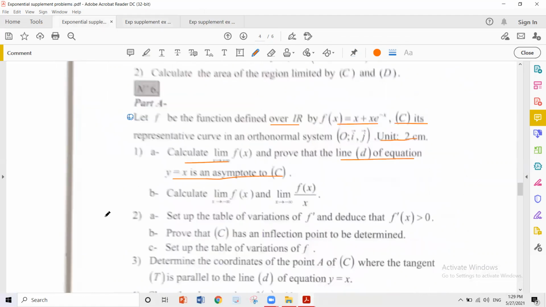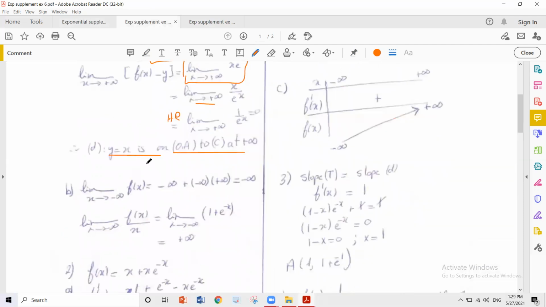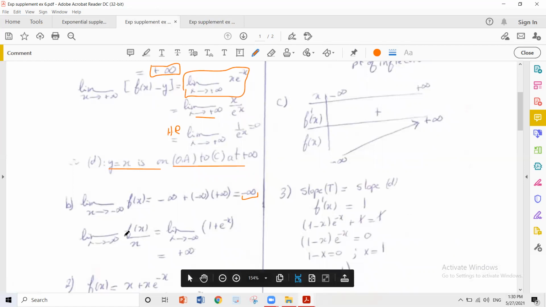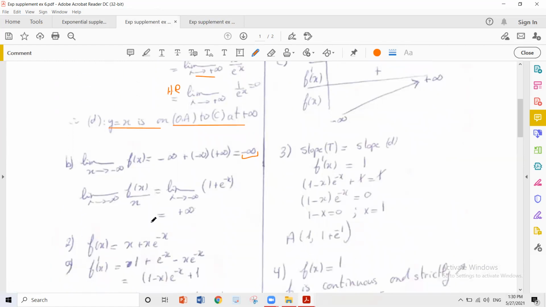Now part B: calculate the limit as x tends to minus infinity of f(x) and the limit of f(x) over x. As x tends to minus infinity, we replace each x by minus infinity. We see minus infinity times e to the plus infinity, which is infinity, so f(x) tends to minus infinity. The limit of f(x) over x as x tends to minus infinity equals plus infinity. This means the curve admits a branch parallel to the y-axis. Part 2.